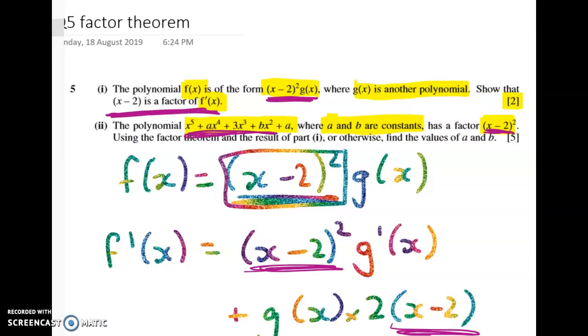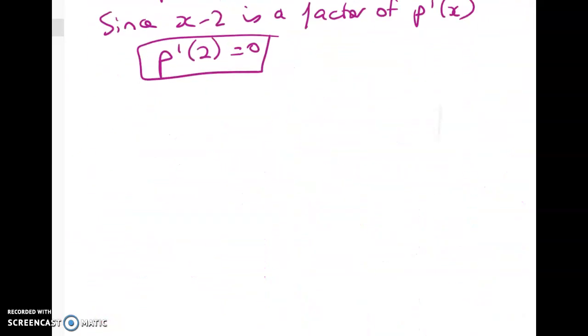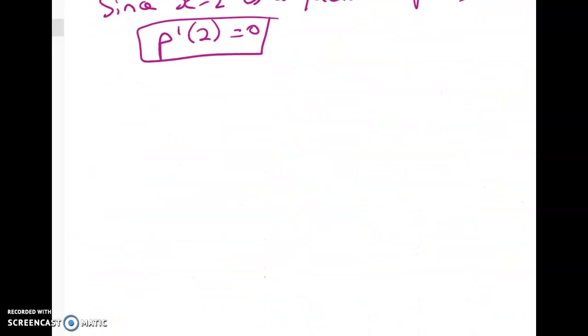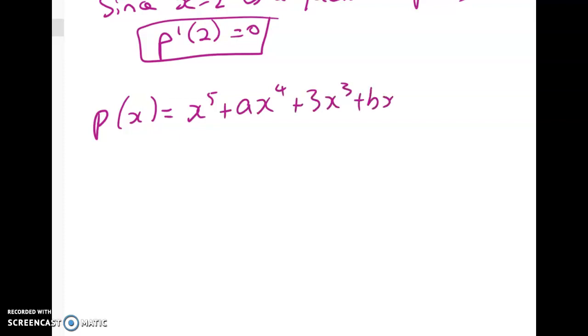Okay, so here's the polynomial. That's p of x. You can differentiate it. And then you're going to find p of 2 and p dash of 2. So let's do that. So we've got p of x is, what is it? x to the 5 plus ax to the 4 plus 3x cubed plus bx squared plus a.